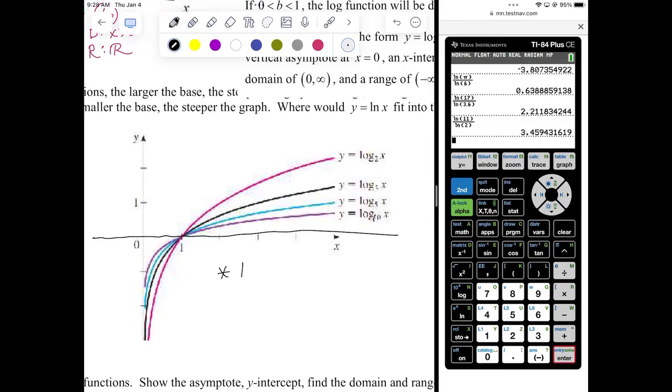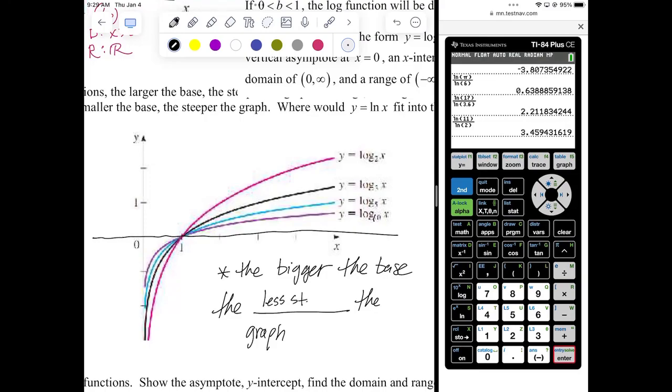We would say this: the bigger the base, the less steep the graph. Or you could say the smaller the base, the steeper the graph. It's the opposite, right? It's the opposite of the exponential.